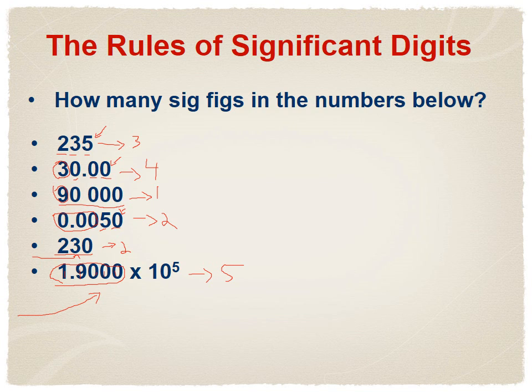Now we're going to take a look at operations using significant digits. When I say operations, it means things like adding, dividing, multiplying, subtracting. And this will allow you to understand when and why we decide to round to a certain number of decimal places. It's really following the rules of significant digits.